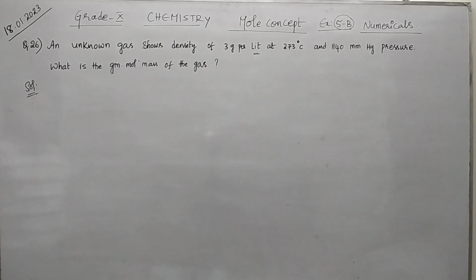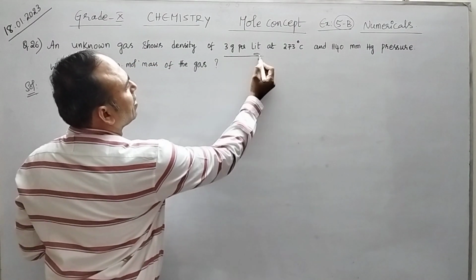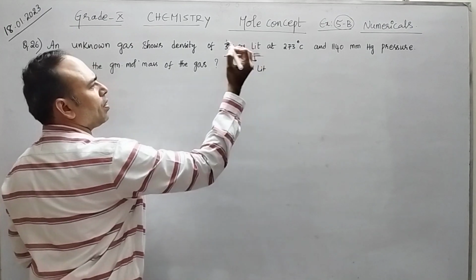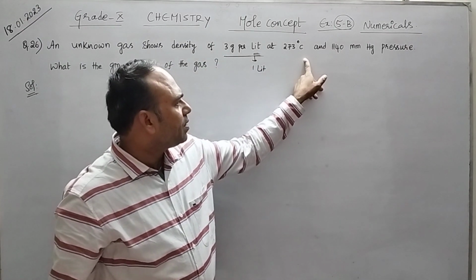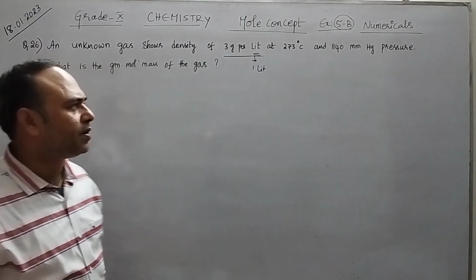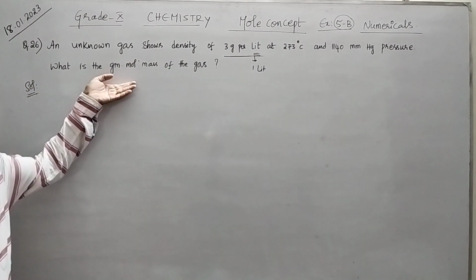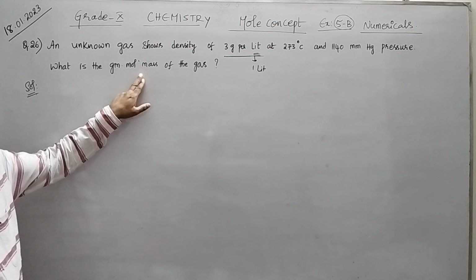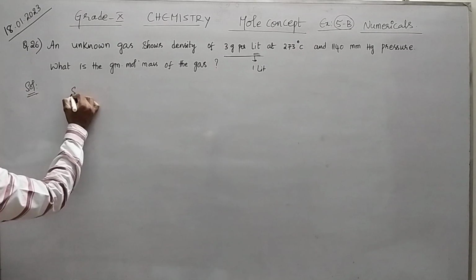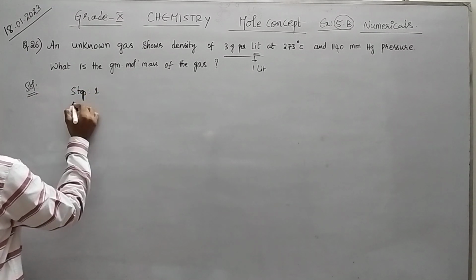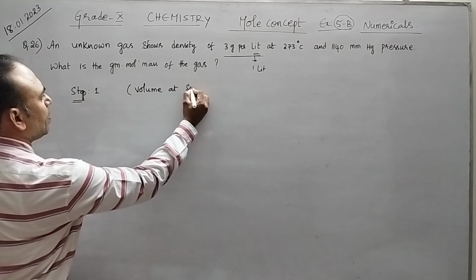Next, question number 26. An unknown gas has a density of 3 gram per liter, that means for 1 liter the mass is 3 grams, at 273 degrees centigrade and 1140 mm Hg pressure. Find out the gram molecular mass. We need to find the mass when the volume is 22.4 liters. To find this, first let us calculate the volume at STP.